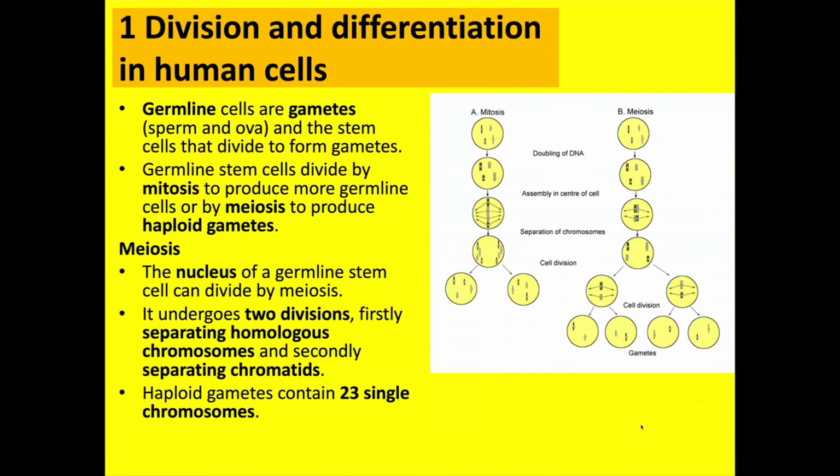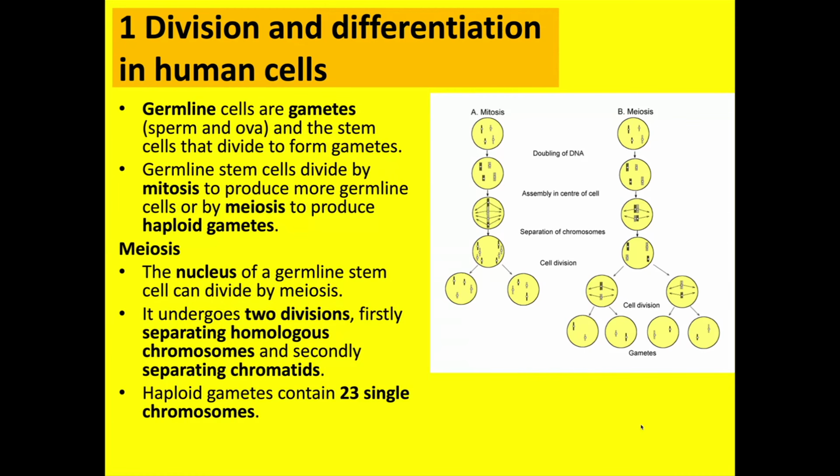So the second set of cells that we need to know about are the germline cells. The germline cells are the gametes, that's the sperm and ova, and the stem cells that divide to form the gametes. Now, a common mistake that people make here is when they're asked about germline cells, they usually remember the gametes, but they forget that the cells that divide to form the gametes are also germline cells. So any cell involved in reproduction, not just the reproductive cells.